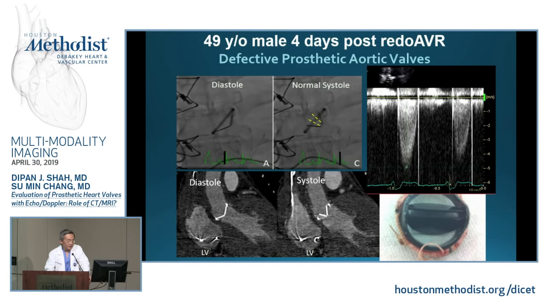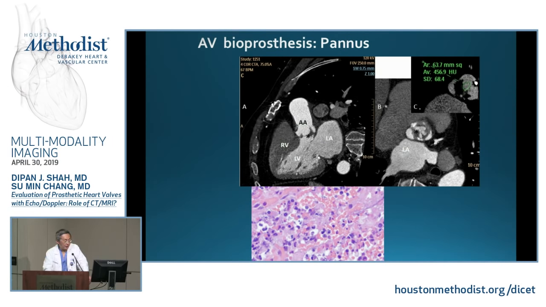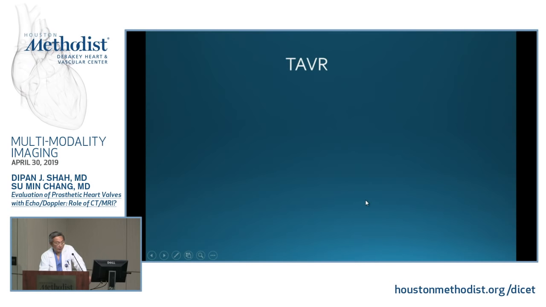And this is a very weird case, a patient with high gradient almost 4 days after redo AVR, and it is a defective valve from the manufacturer, so that's a zebra. And you can see pannus and bioprosthetic valve. This is very thickened, and there's not much calcium, so most likely it's not due to degeneration, but inflammatory reactive tissue due to pannus.